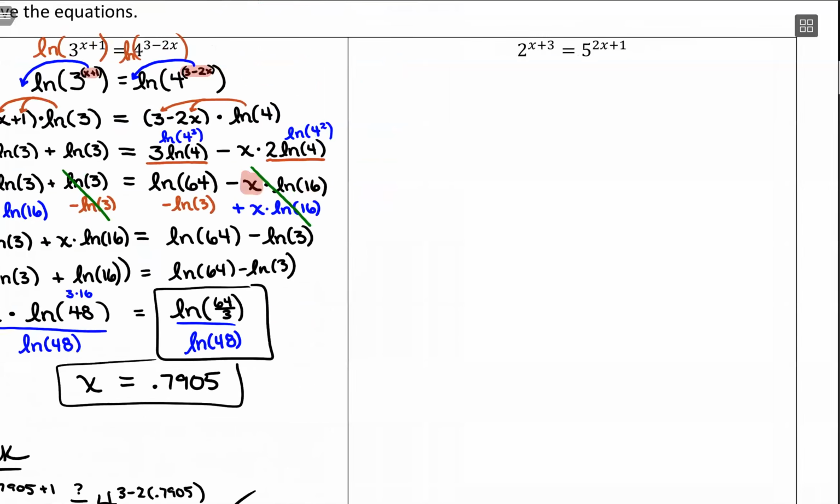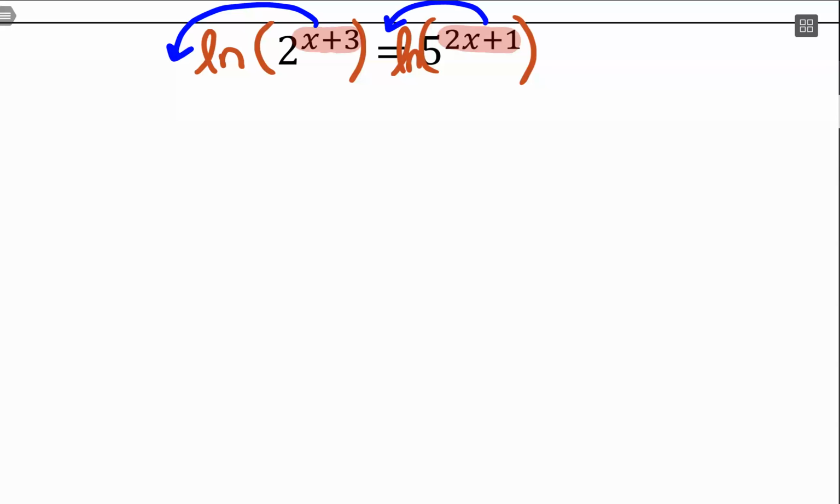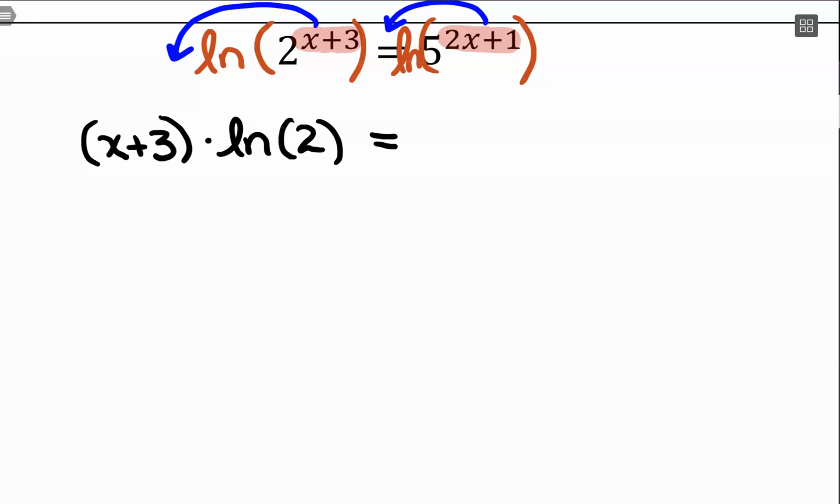Okay, another example here. I'm going to go a little more quickly with this, but again, the participation will get more practice. Natural log of both sides. What I'll do in this step is combine things, because our whole point of taking the logarithm of both sides is so that we can get the exponent out front. So we'll have this exponent out front of x plus 3 times natural log of 2, so we just have the base in there now, equals the exponent 2x plus 1 times natural log of 5.